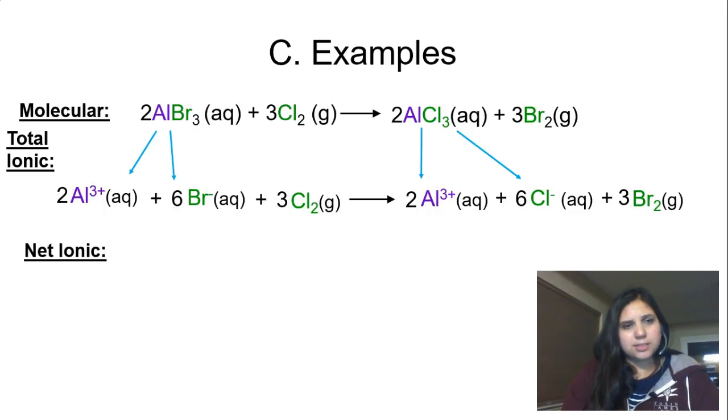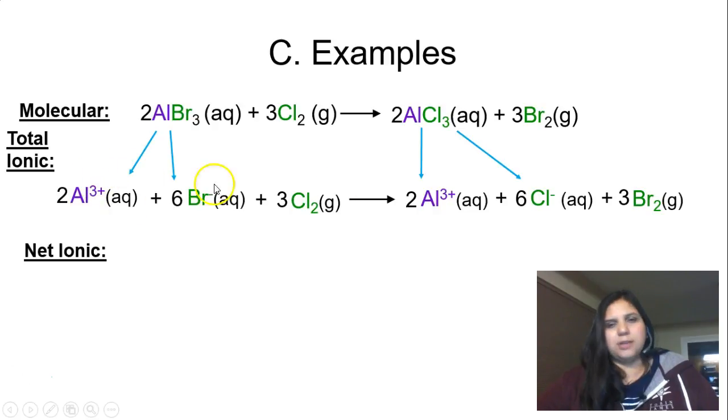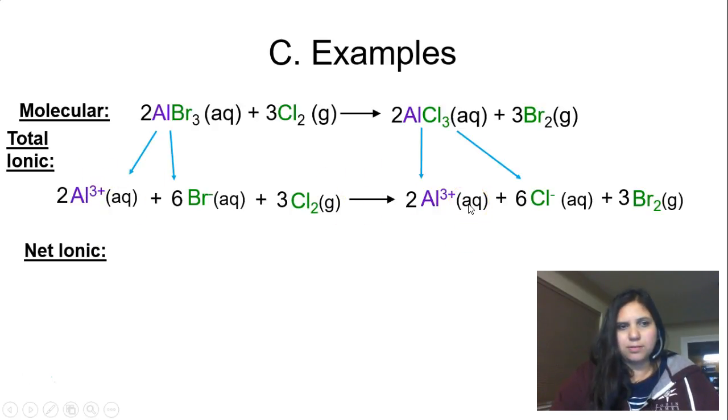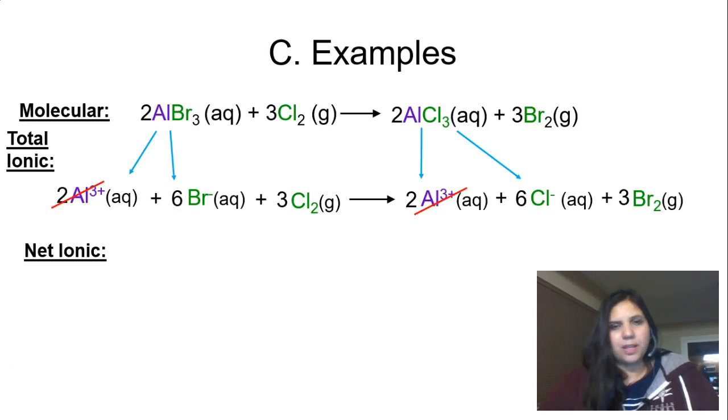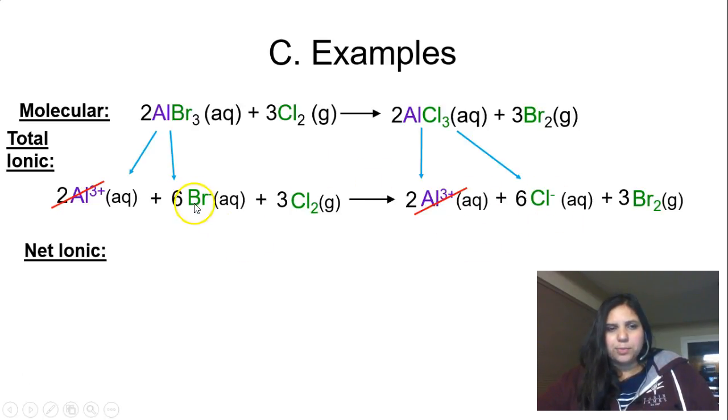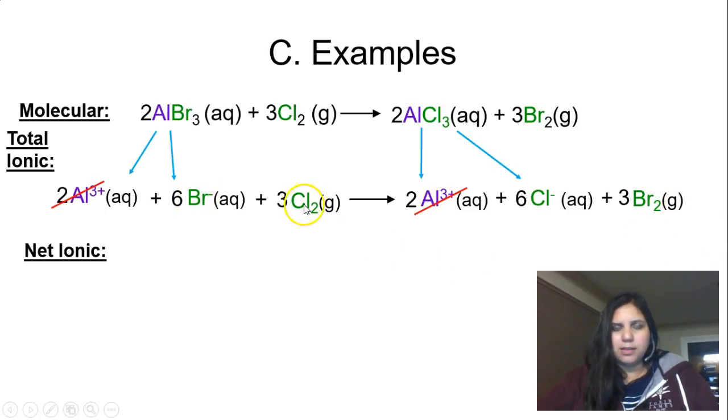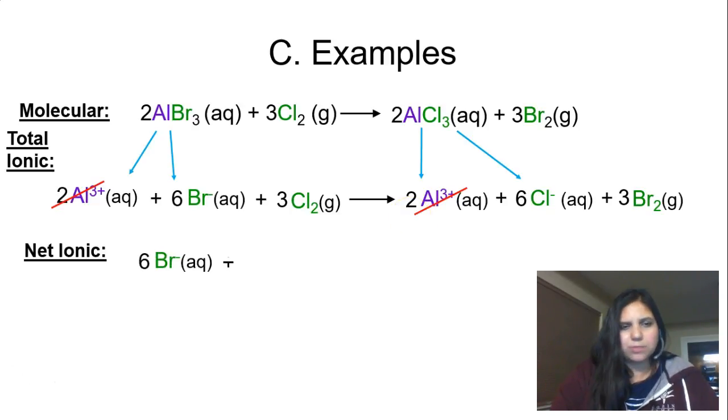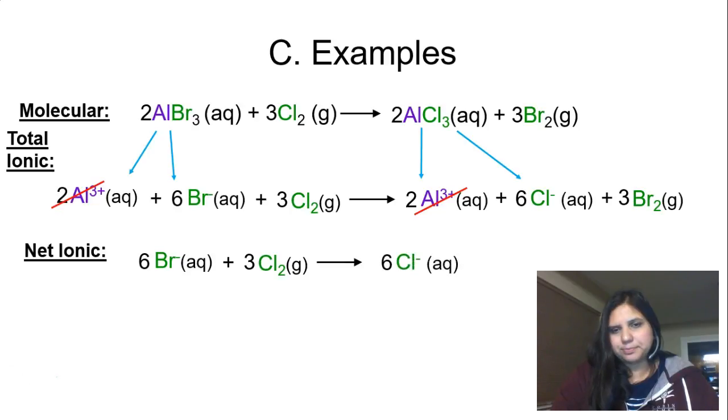I'm going to look for spectators now. So spectators, again, are things that were aqueous on the left of the arrow and the right of the arrow, and it just means they didn't do anything in the reaction. Okay, so let's check aluminum. Over here, it's aqueous, and over here, it's aqueous, so cancel those out. Okay, and then bromine, not aqueous here, but gas here. And then chlorine, gas here, aqueous there. So I can't cancel either one of those. So with my net ionic equation, I'm just going to write everything that is left.